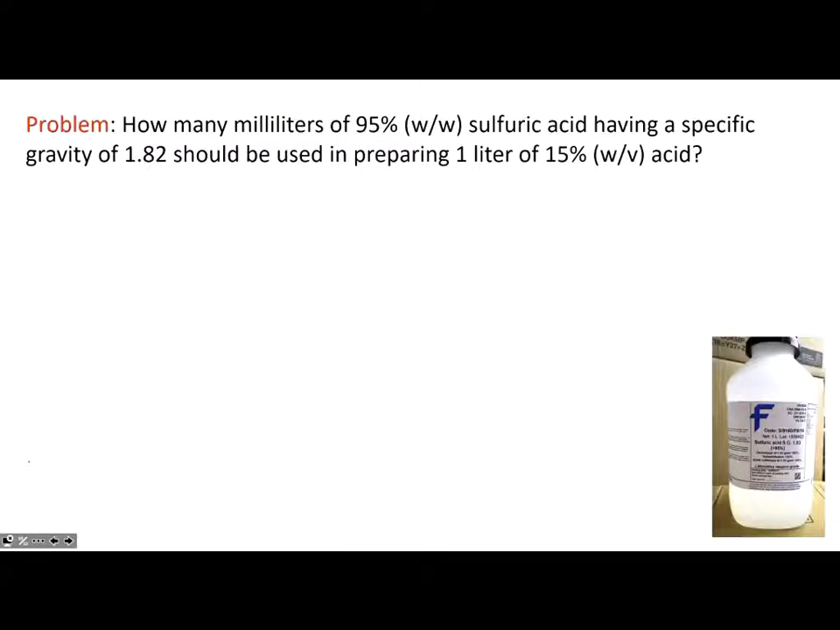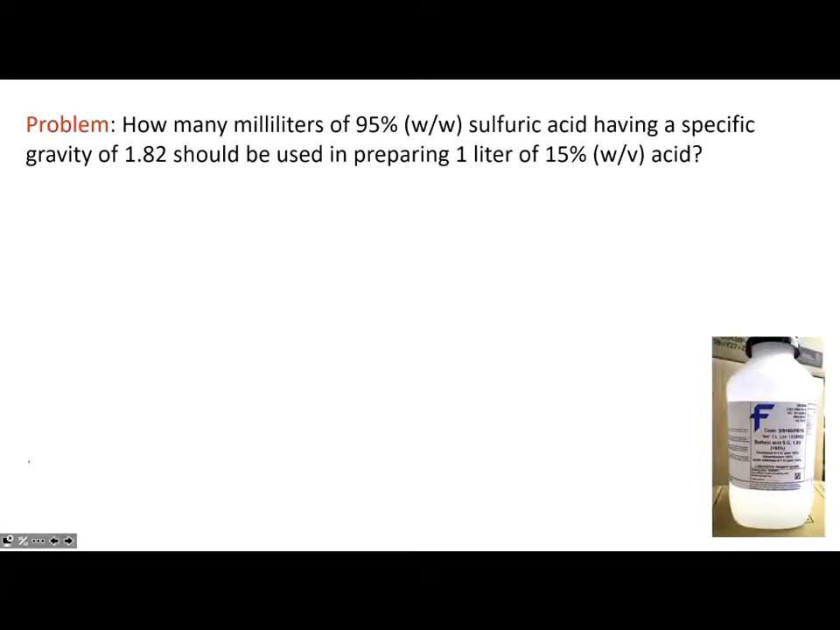Okay, let's do some acid. All right, so the next question says, how many milliliters of a 95% weight per weight sulfuric acid having a specific gravity of 1.82 should be used in preparing 1 liter of a 15% weight per volume acid? What do you think the trick is on this question? There's a trick here. What is the trick?